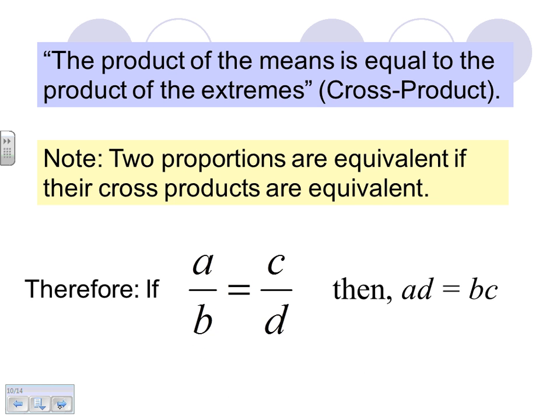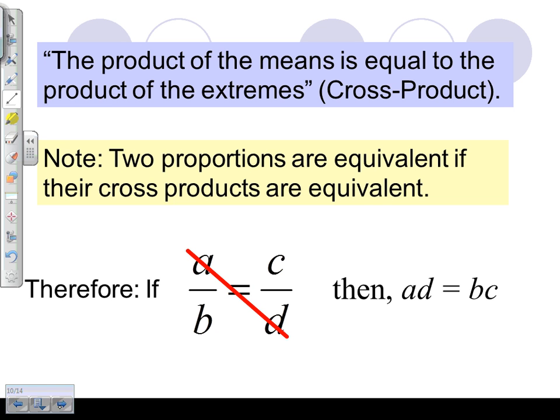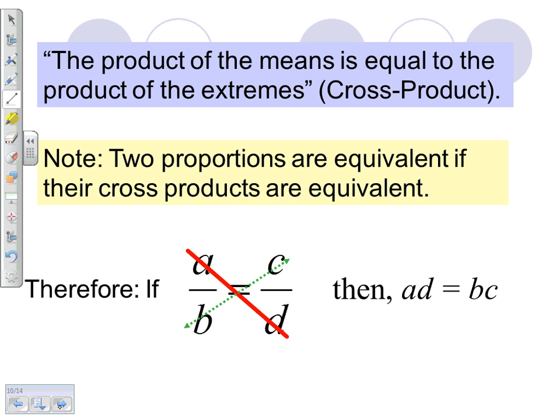Back to the lettering. If A over B equals C over D, then AD equals BC. A times D, that's one cross, and then B times C, that's the other. And then from there, you'll be able to just do whatever algebra you need to resolve. It'll usually just involve one division step. And that's it.